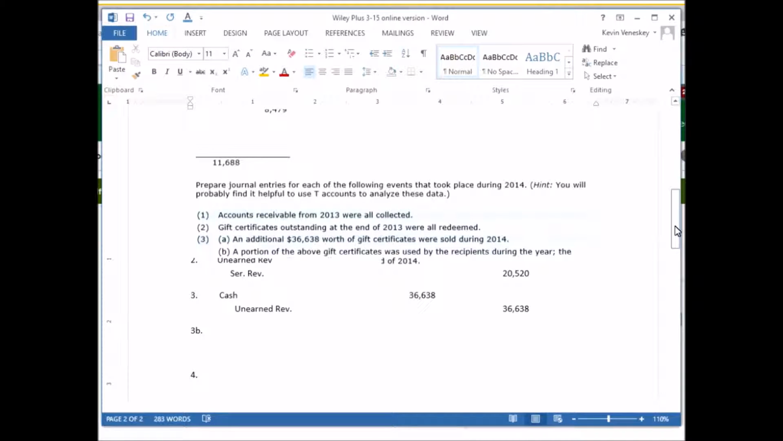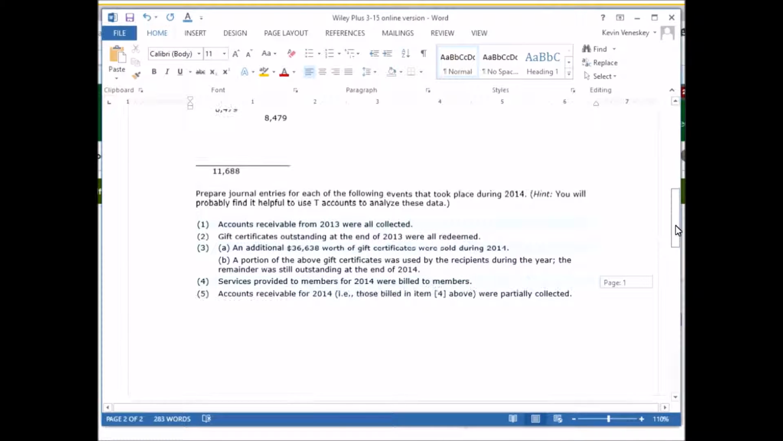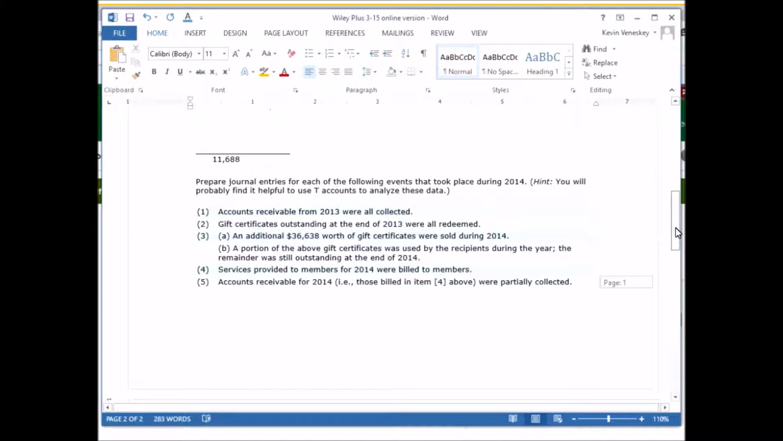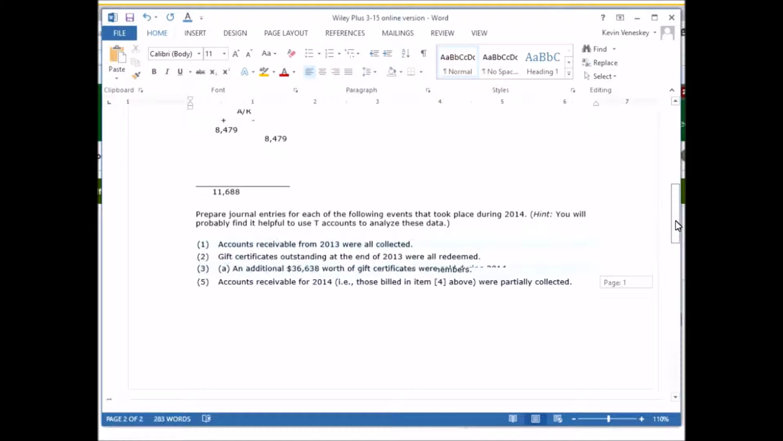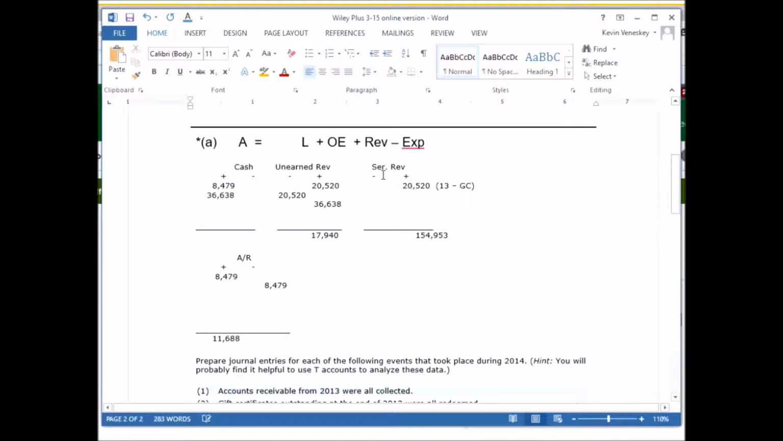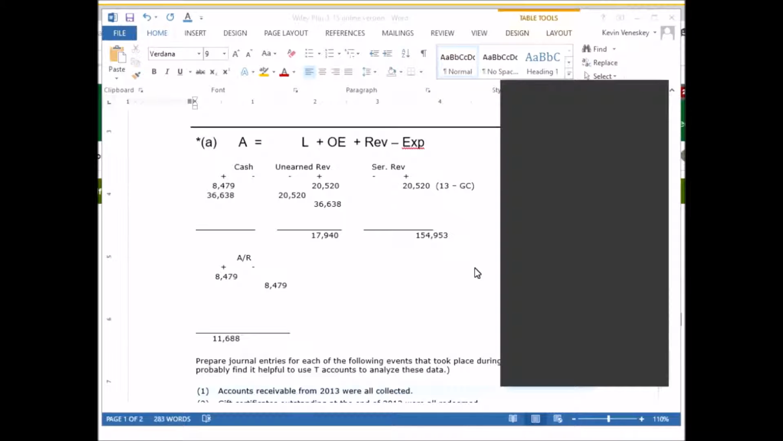is a little tougher, and that's why we had to do T accounts, when we get to 3B, 4, and 5. A portion of the above gift certificates were used during the year. The remainder are still outstanding as of 2014. So I look at my gift certificates. Right now, as I sold those gift certificates, I had $36,000 due. But at the end of the year, I only have $17,000 due. So that means people actually came in and redeemed those gift certificates and used our service. And it's the difference here of what was actually used.